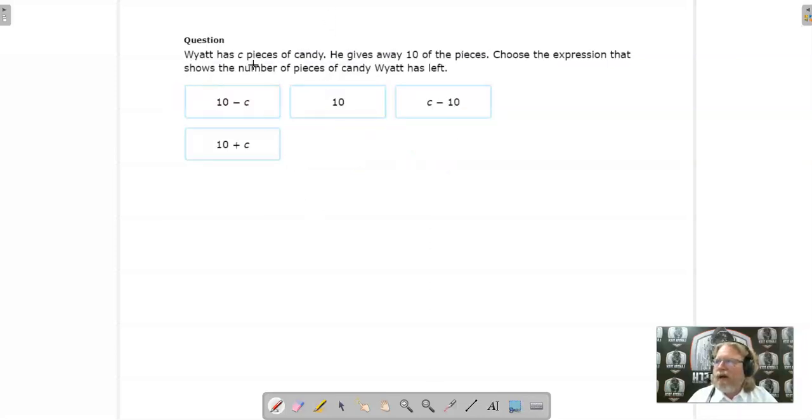On the next one, Wyatt has C pieces of candy. He gives away 10 of the pieces. So we started with something, and then we took away from it. So that's going to be subtraction, right? So gives away represents subtraction. Choose the expression that shows the number of pieces of candy that he has left. So he starts with a certain number of pieces of candy that we'll call C. He gives away, or subtracts from it, 10. So we should be looking for C minus 10. And indeed, here's C minus 10 right there.